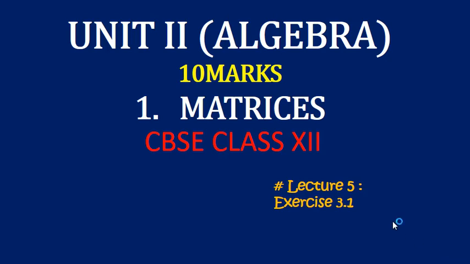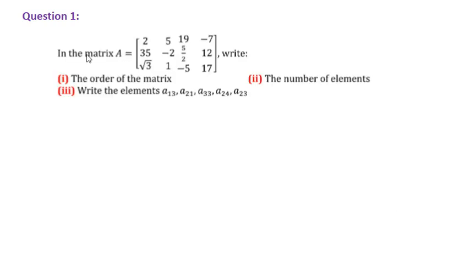Now let us see the first question. In the matrix A, this is the matrix given, we have to write the order of the matrix, the number of the elements and we have to write element A13, A21, A33, A24 and A23. Okay. So first let us discuss this order of matrix.